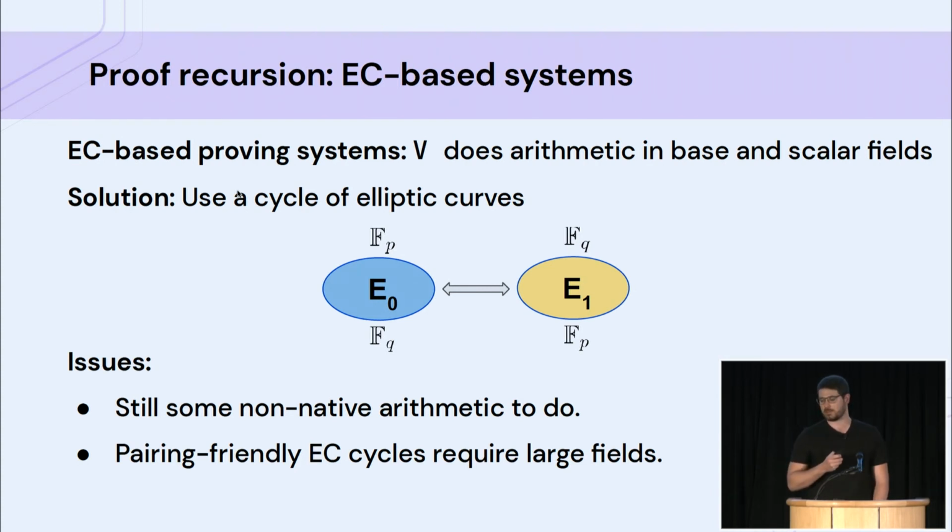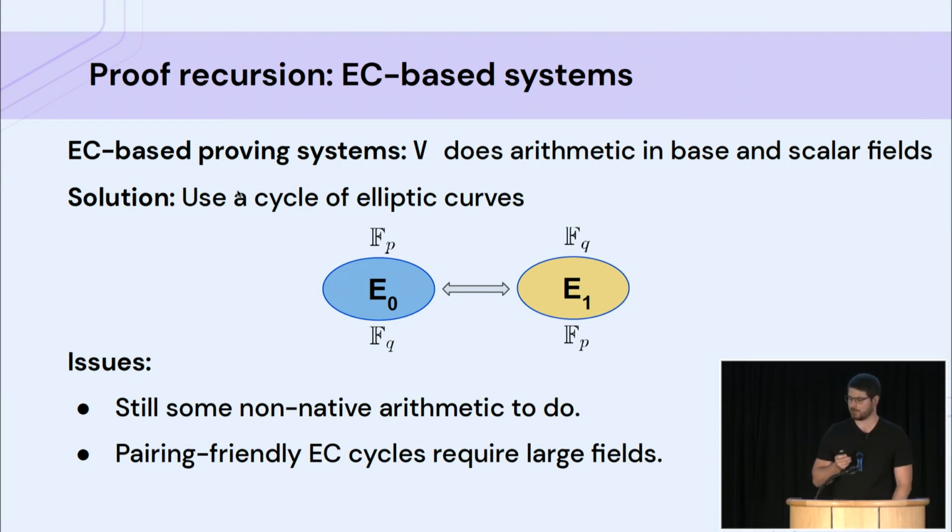One solution to this problem is to use a cycle of elliptic curves. You introduce another elliptic curve whose scalar field is the same as the first curve's base field, and whose base field is the same as the first curve's scalar field. Then to verify your proof on the first curve, you generate another proof on the second curve, and all the original base field arithmetic will be done in the new scalar field. So all the base field arithmetic can be done natively, and you drastically reduce the number of constraints needed to write the verifier.